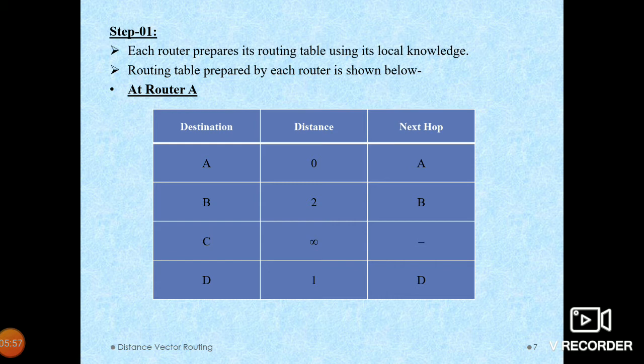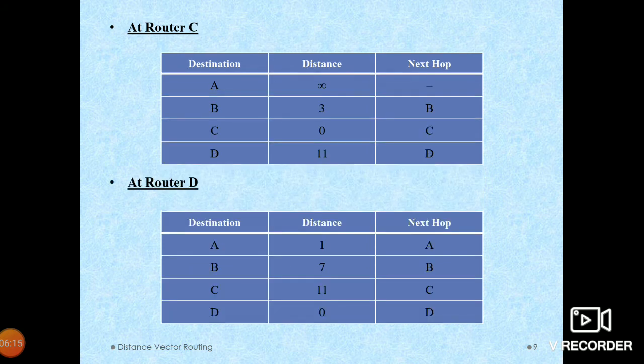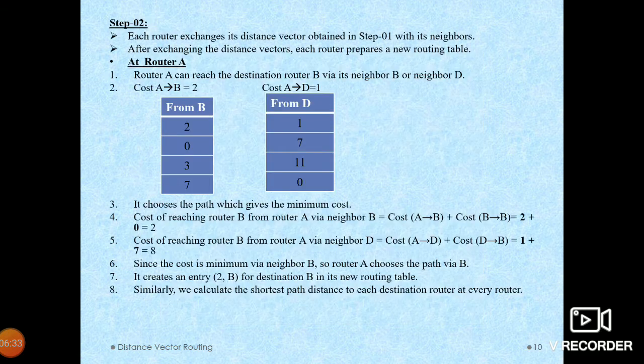So A to A is 0, A to B is 2, A to D is 1 and A to C is infinity. Similarly, we want to find the routing table for B. B to A is 2, B to B is 0, B to C is 3 and B to D is 7. At router C, C to A does not have a direct link, so infinity, C to B is 3, C to C is 0, C to D is 11. At router D, D to A is 1, D to B is 7, D to C is 11 and D to D is 0.